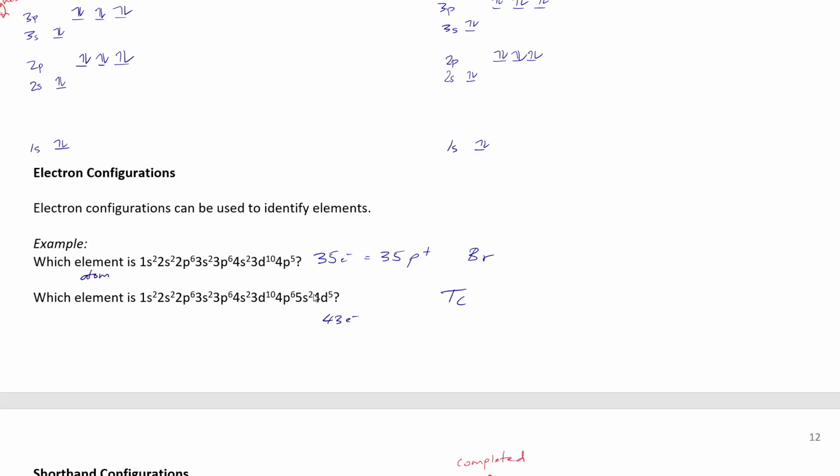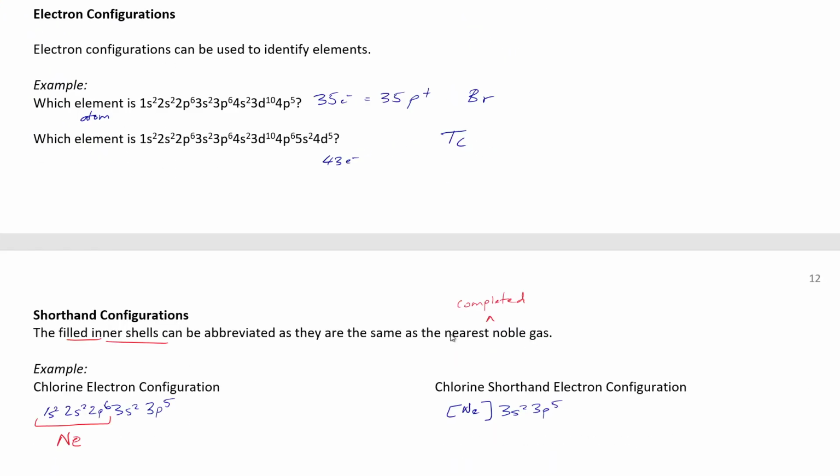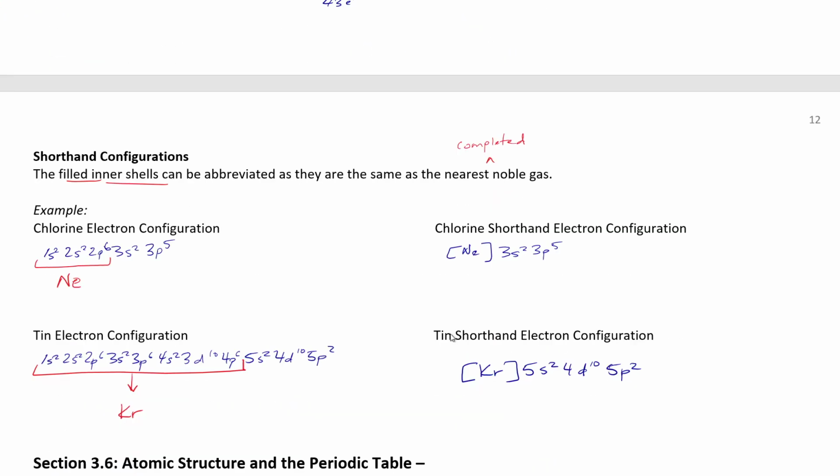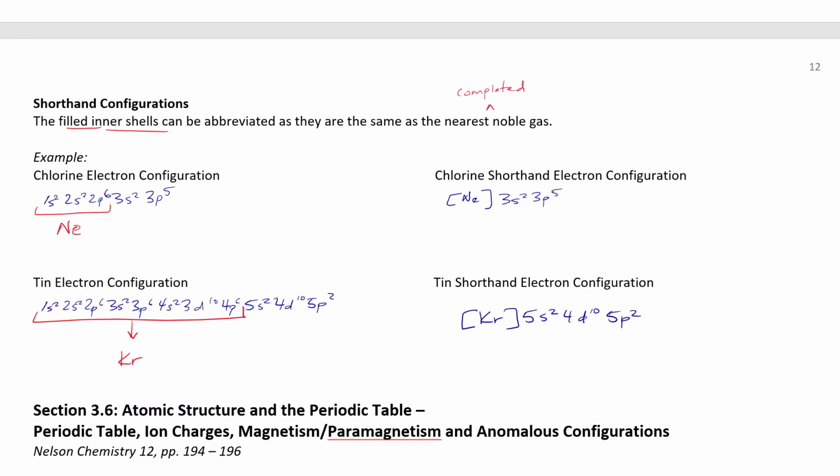We can use electron configurations to determine the identity of elements. If I ask for which element has this electron configuration, you just count up the number of electrons, and that's the same as the number of protons, and therefore that should help you identify what element it is. And then we learned about shorthand electron configurations. So you just look at the filled inner shell, you find which noble gas has that filled inner shell, you write it in square brackets, and then you complete the rest of the electron configuration.